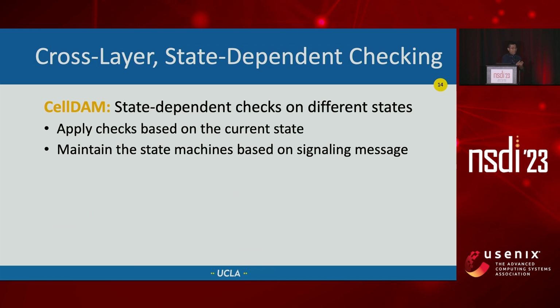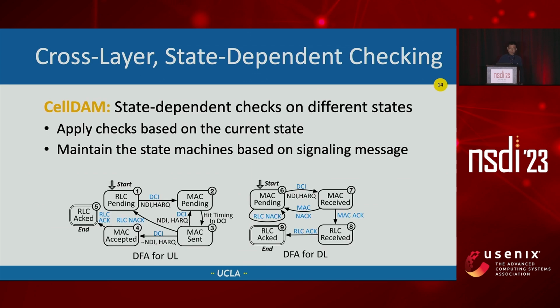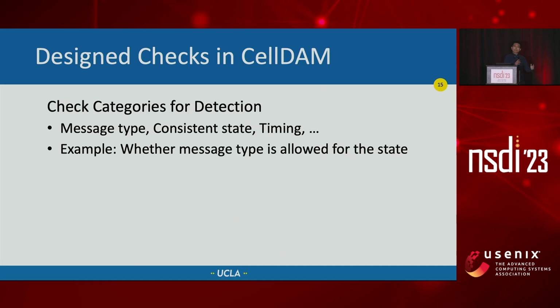It applies checks based on the current state. So you receive a message, you check it based on the state. We have a list of checks here, and afterwards we maintain the state based on the received messages, changing the state based on the incoming messages. There is some construction here. I will omit the details, but if you're interested, please refer to our paper. Based on the state machine we constructed, we have also devised several categories of checks.